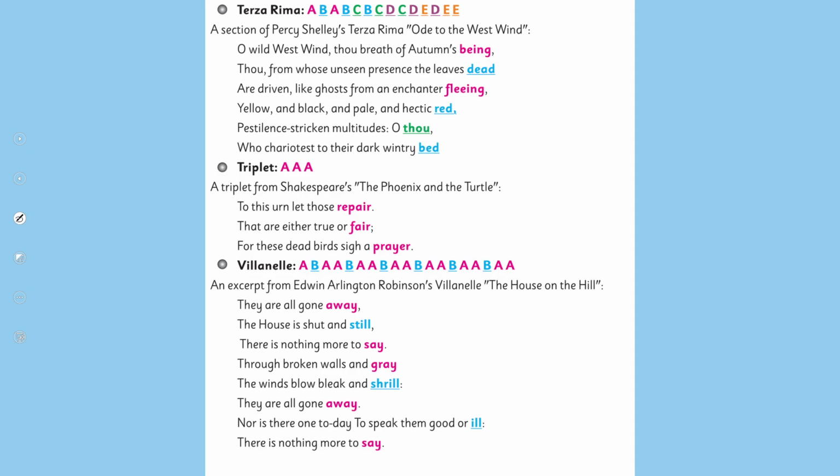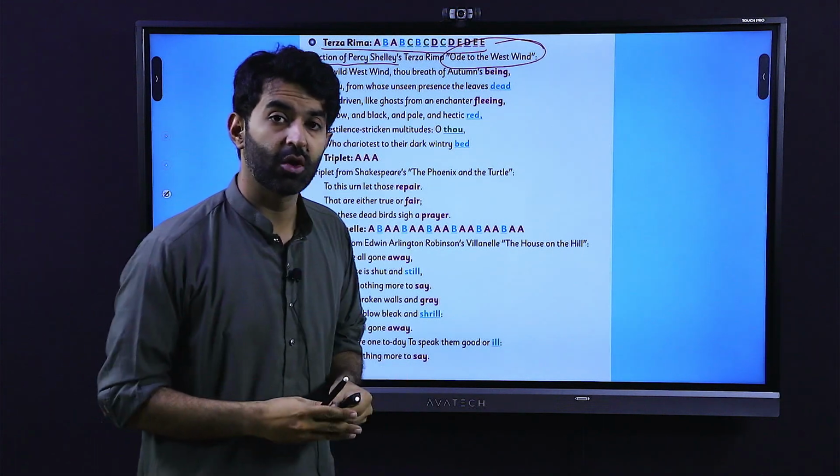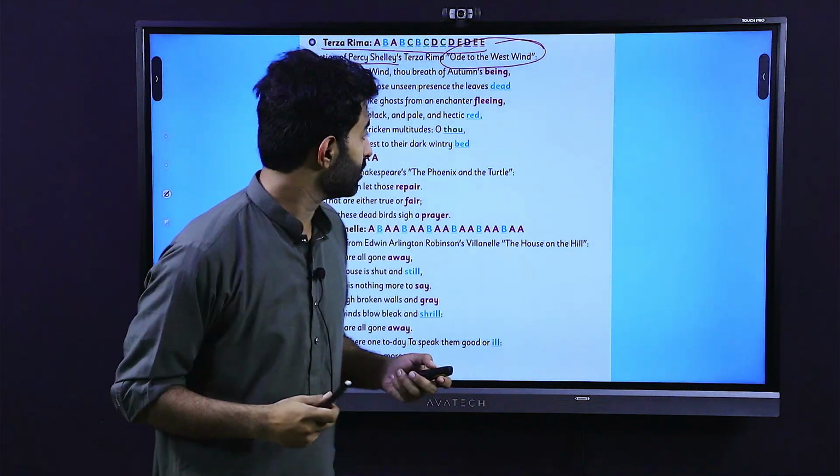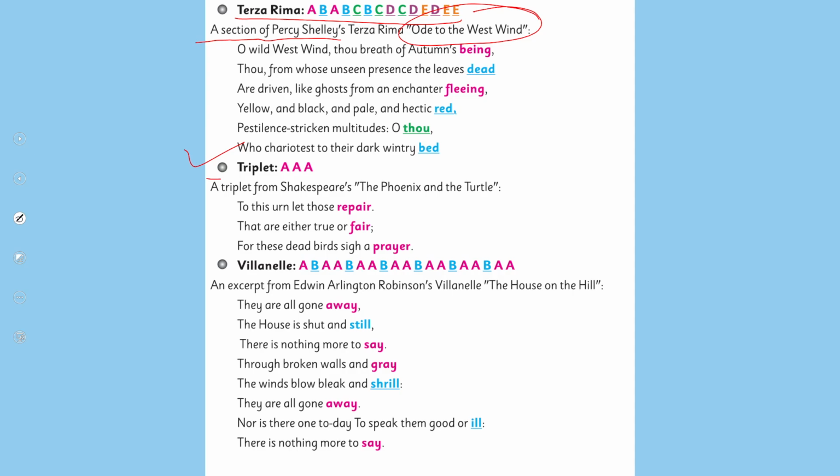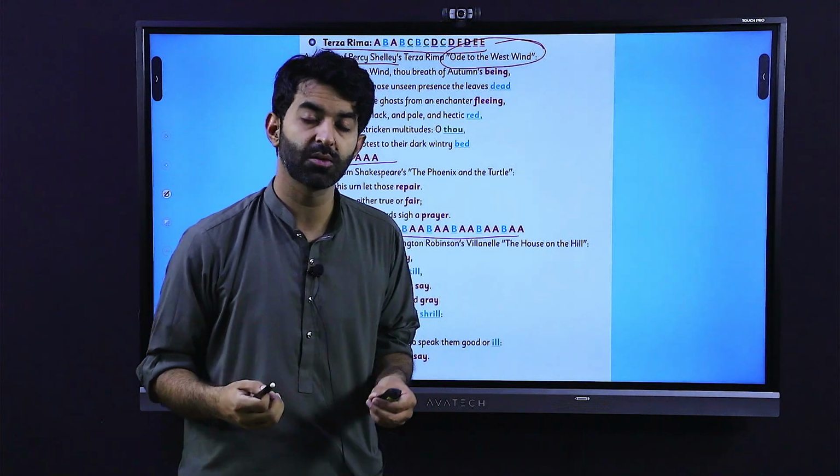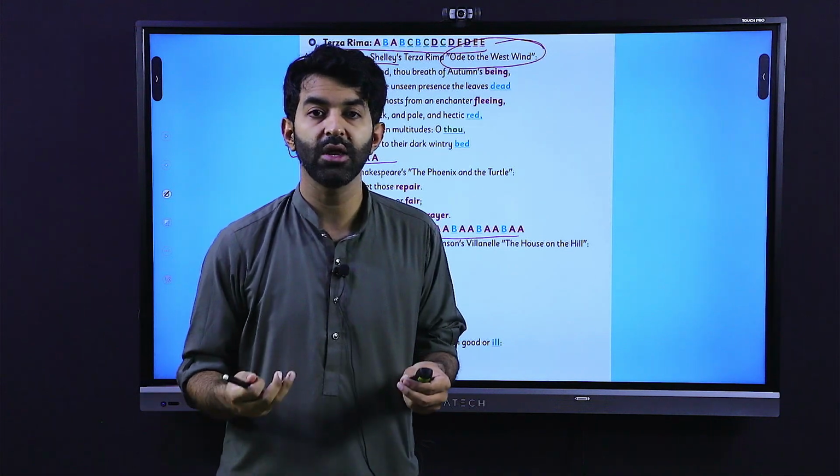Now, Terza Rima is a poem, students. It is from a section of P.B. Shelley's Terza Rima, or To the West Wind. This was the name of the poem. You can see that this kind of pattern, this kind of rhythm, is what we call Terza Rima. Now, here is a triplets rhyme scheme, villanelle rhyme scheme. So you can see that there are different kinds of rhyme schemes, depending upon the kind of poem you are reading and writing.